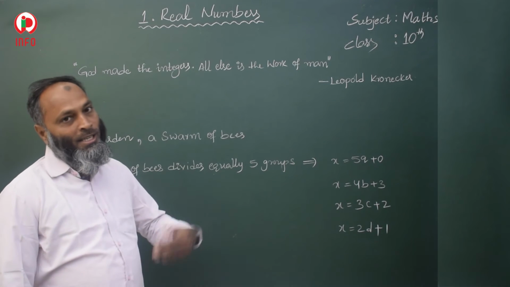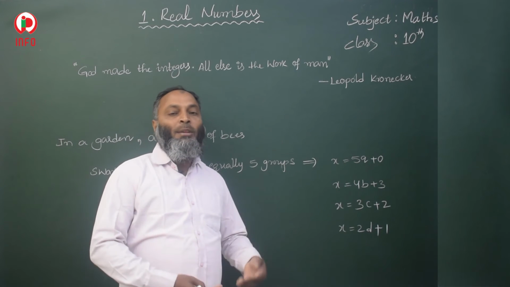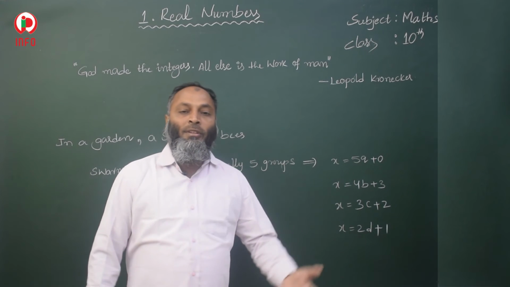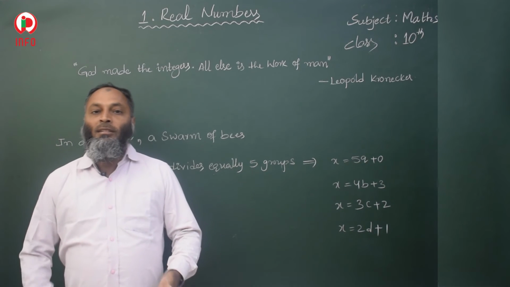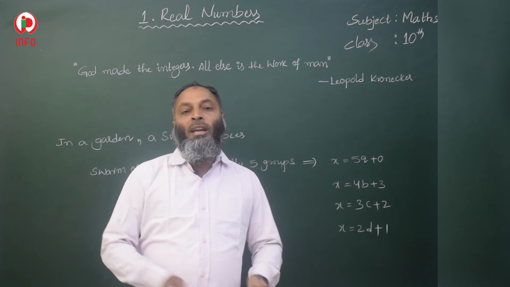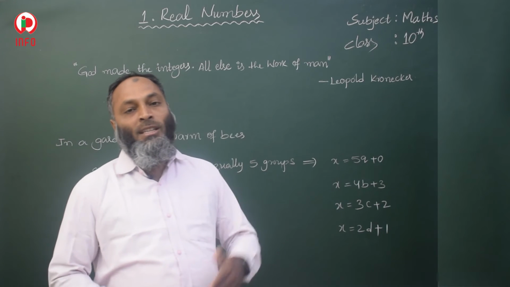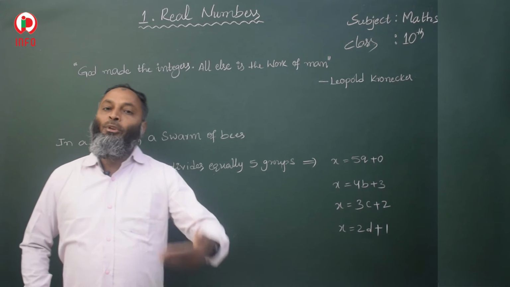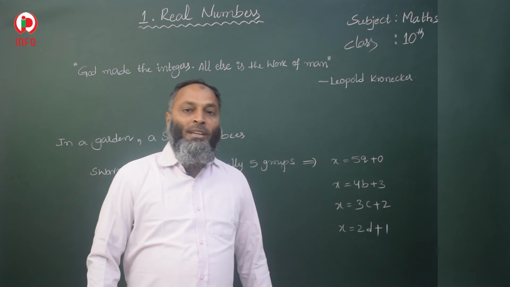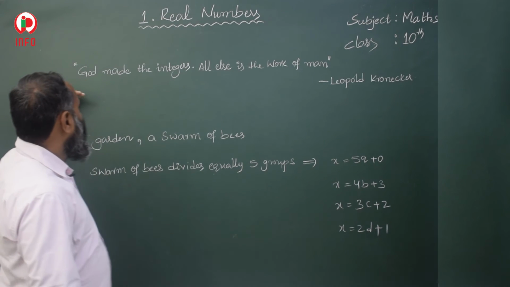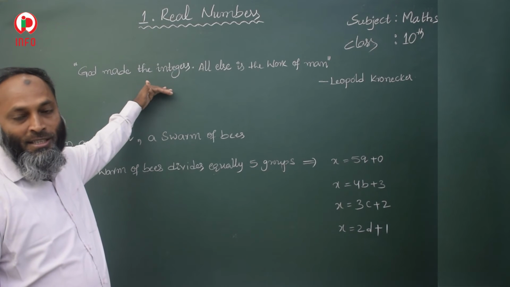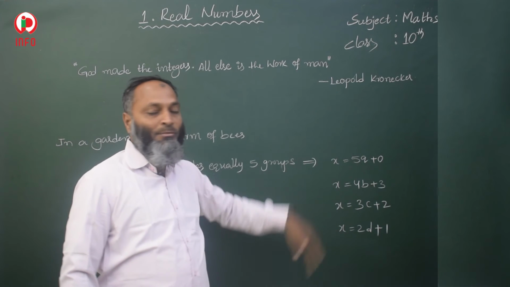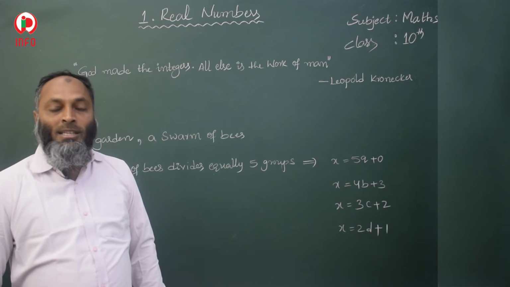Generally, in our daily life the number system is very important. How? When a baby is born, at what time and on what date he was born, we calculate that. So the number system is very important in our life. That's what he said: God made the integers. All else is the work of man.